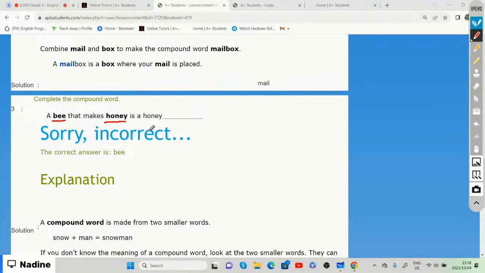All right, so basically a bee, right? The bee that makes honey, right? So the compound word, if we put those two together, we need to turn it around, right? It will be a honey bee. So yes, it is correct. That's a honey bee. So well done.